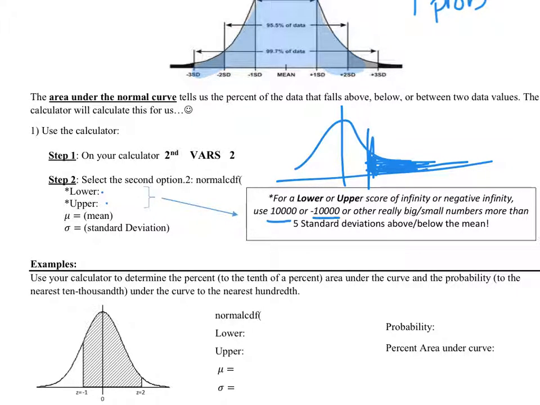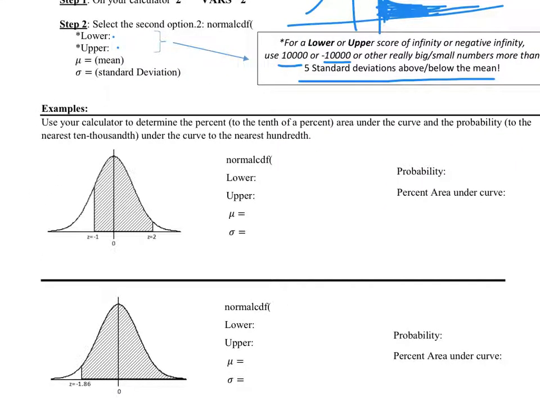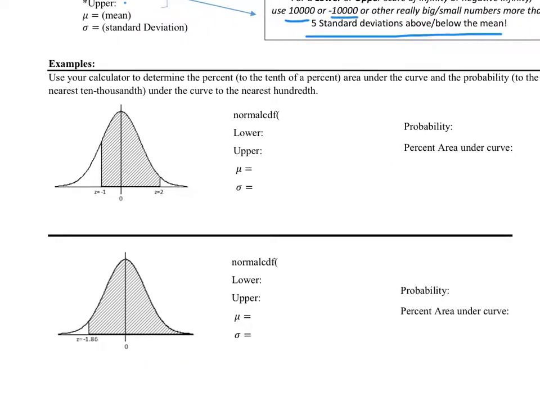Okay? Just make sure it's more than 5 standard deviations above or below the mean. I don't necessarily do a calculation. I generally just pick a really big number like 10,000 and go with it.